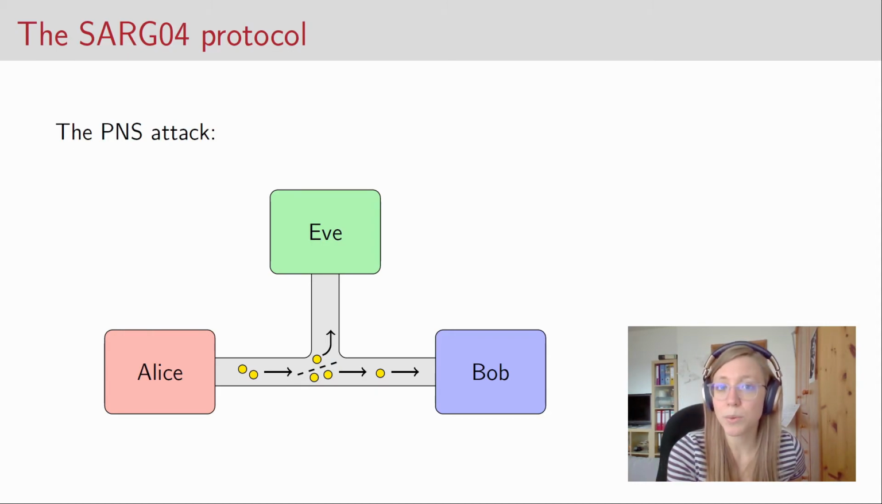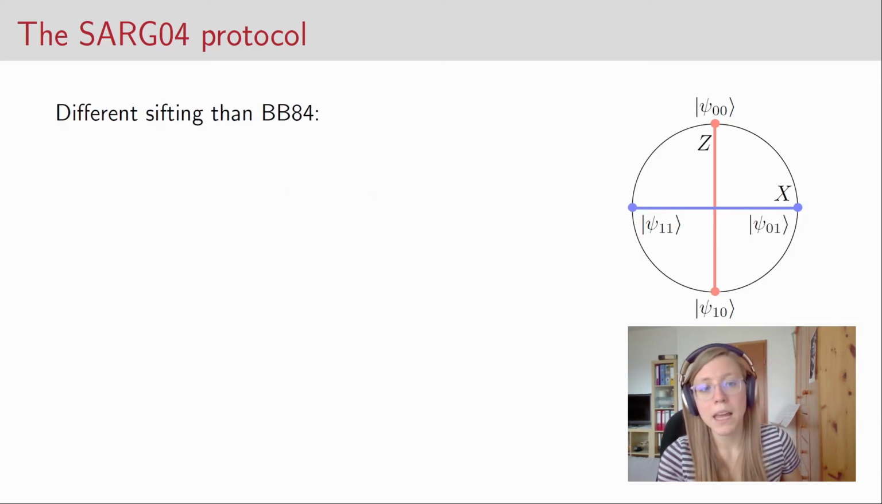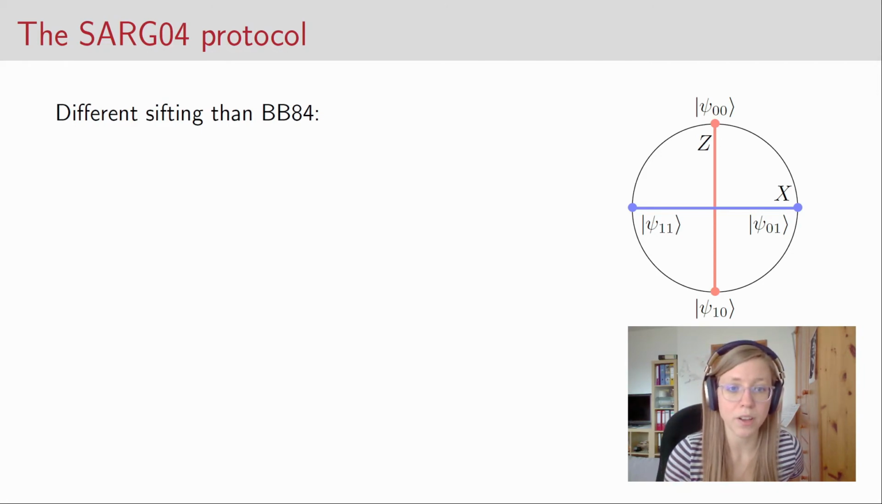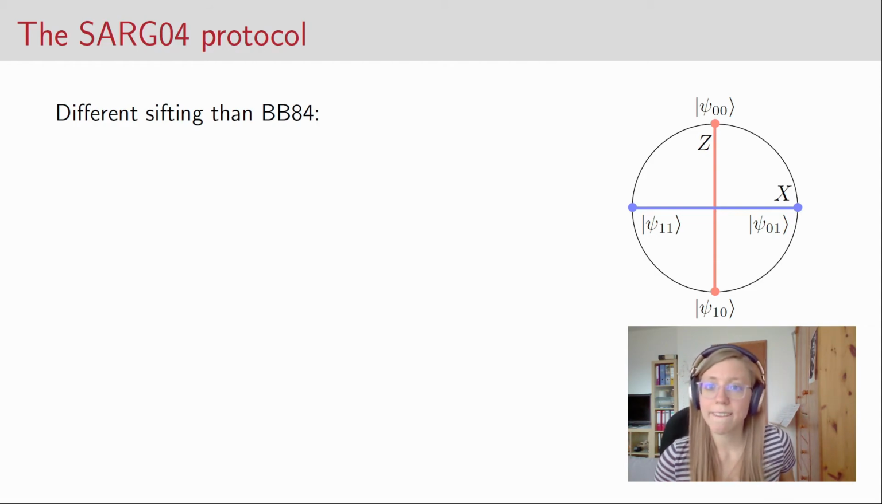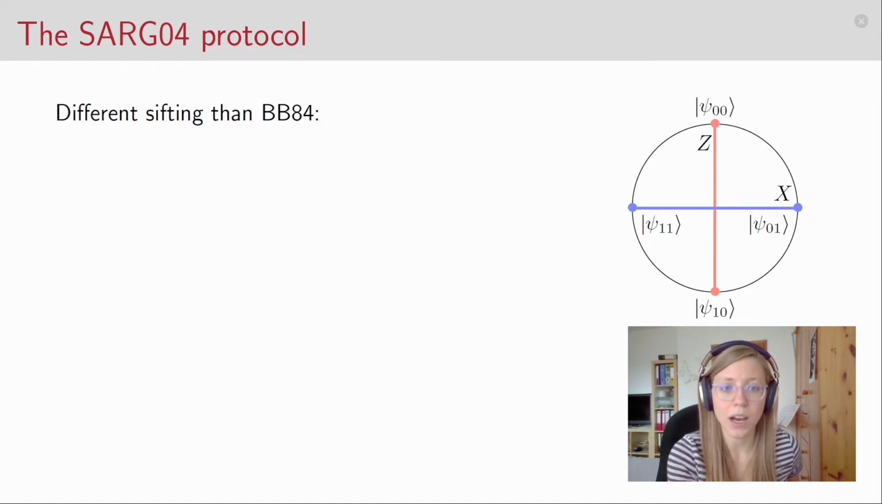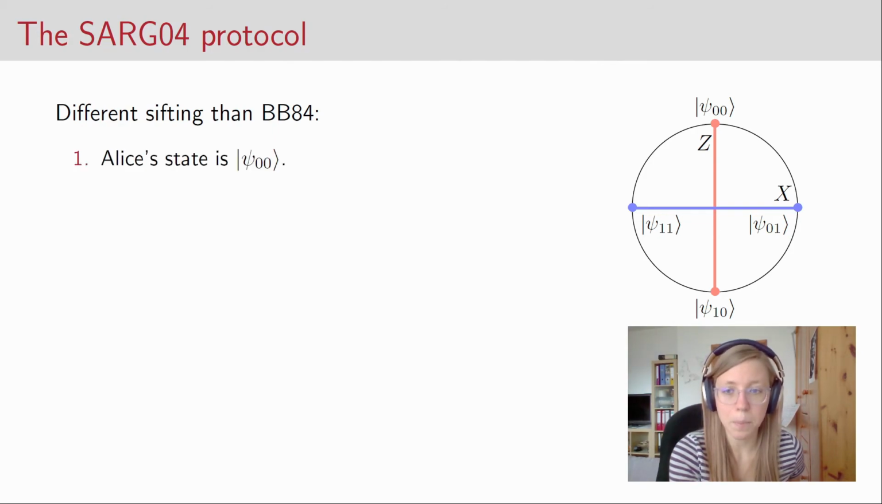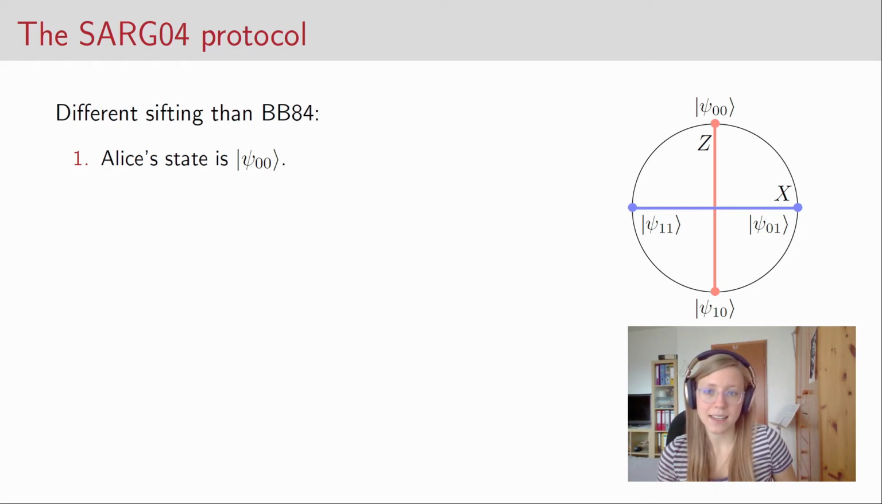Let's have a look at what the sifting step looks like in this protocol, because the protocol is actually very similar to the BB84 protocol. It uses the same states for encoding and decoding, so I've depicted them here again, so you know what we're talking about. We have the X and the Z measurement and these 4 possible states. But the sifting step works differently. It is easiest to see how it works by considering an example, so we'll go through one. Suppose the state that Alice has sent is psi00.